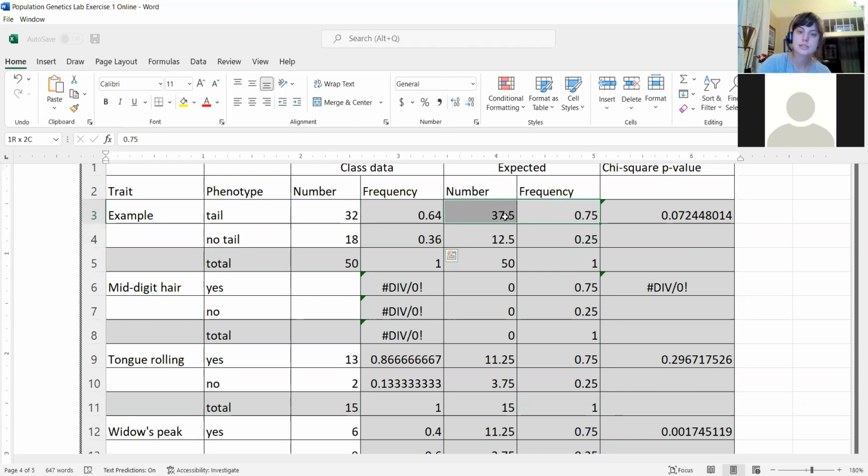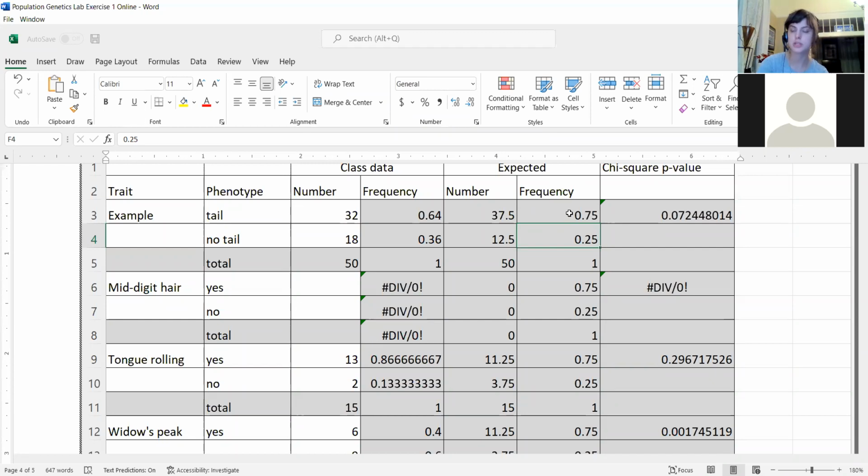And then this is the expected. You will see that these numbers match the expected frequencies that you calculated up above. So this is phenotype frequencies. The dominant phenotype is having a tail, the recessive phenotype is not having a tail. So you would expect 75% to have a tail, 25% to not have a tail, based on a 50-50 allele spread.